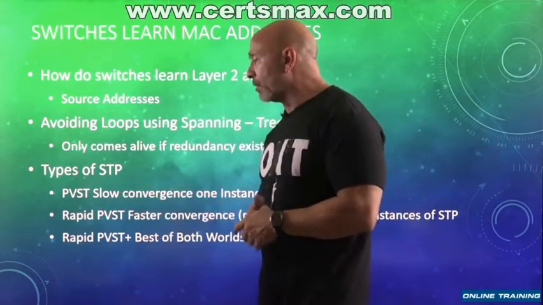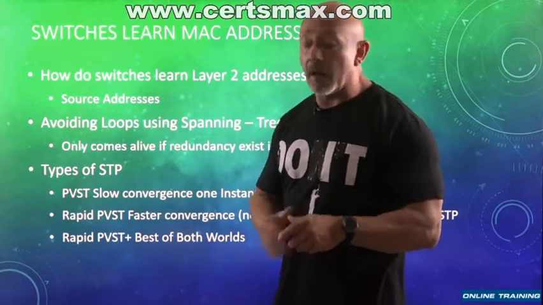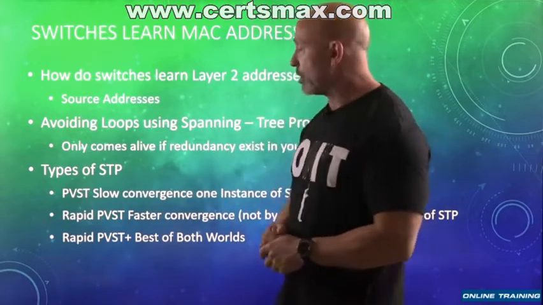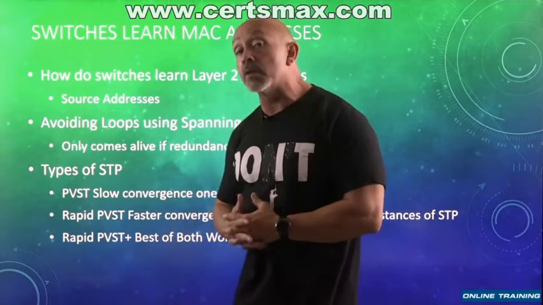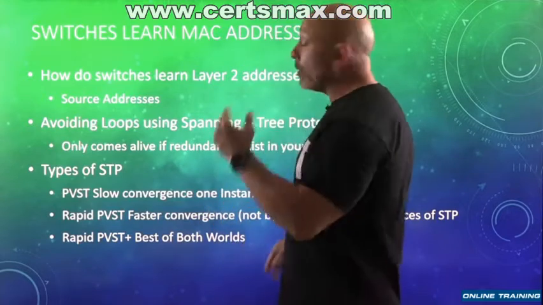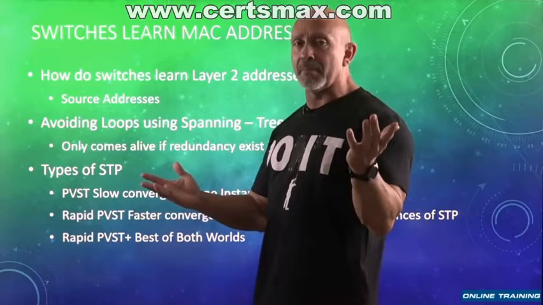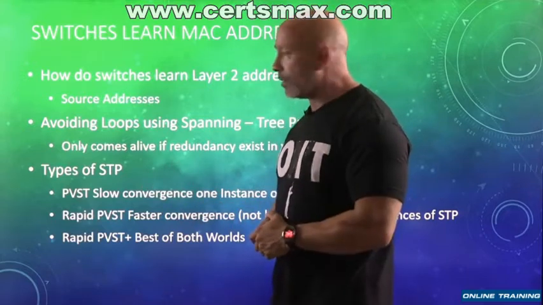And I'll show you how to convert to rapid PVST, okay? Which gives you that faster convergence. You don't have to run the plain Jane version of it, all right? And it'll help you, but we'll be running one instance of spanning tree, and that's not a big deal. And I'll show you how that works, all right?